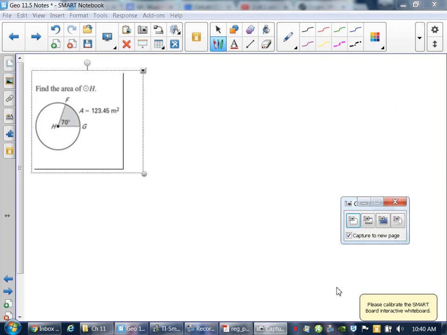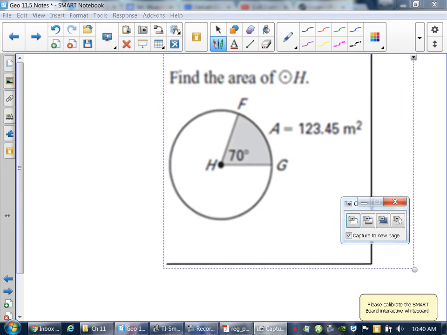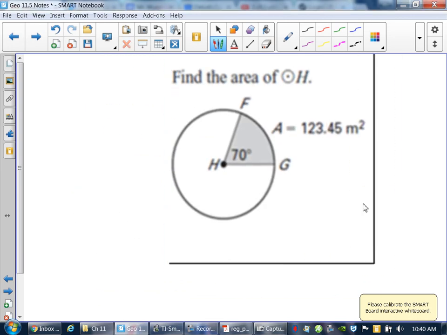This next one, guys, come on. This next one's a little bit different, whereas this one is giving you the area of the sector. Find the area of the circle. Okay? So are we looking for? No, it's just asking for the circle.